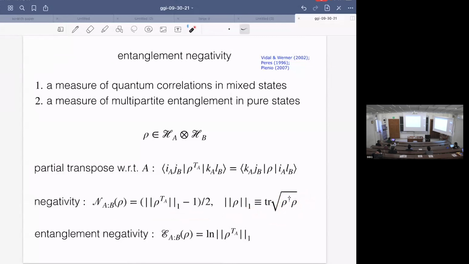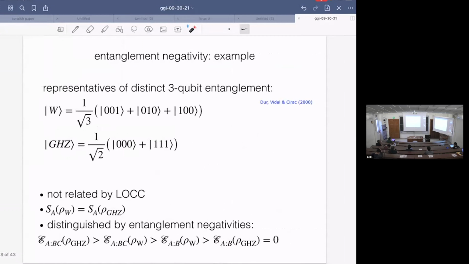That's not exactly what I'm going to be talking about, but closely related. Instead, I'm going to be talking about the entanglement negativity, sometimes called the logarithmic negativity. So that's just the log of this partial transpose of the reduced density matrix. Any question on these definitions?